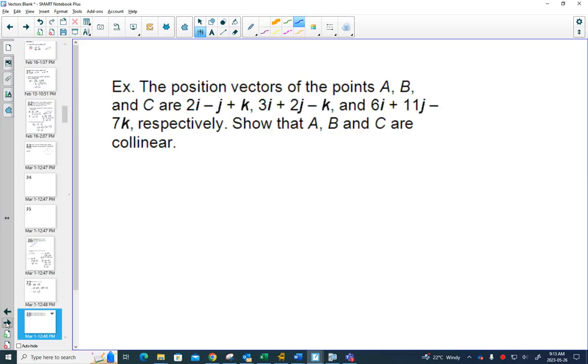Position vectors of 3 points. Now we're in 3 dimensions, which is hard to visualize. And we've got 3 points and are given their position vectors, and we want to show that A, B, and C happen to be on the same line.